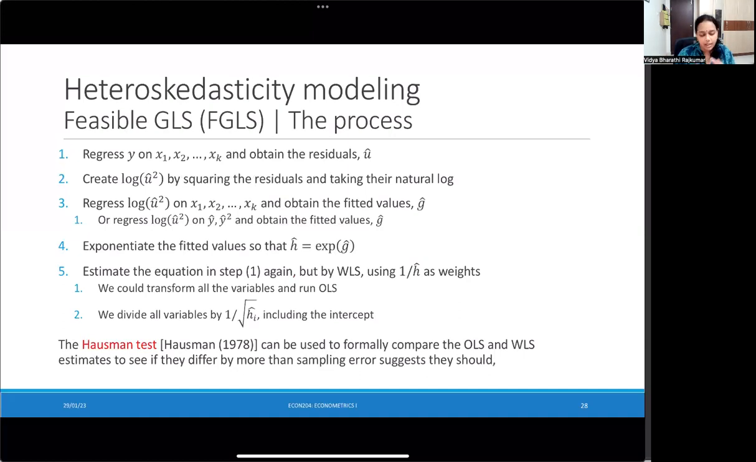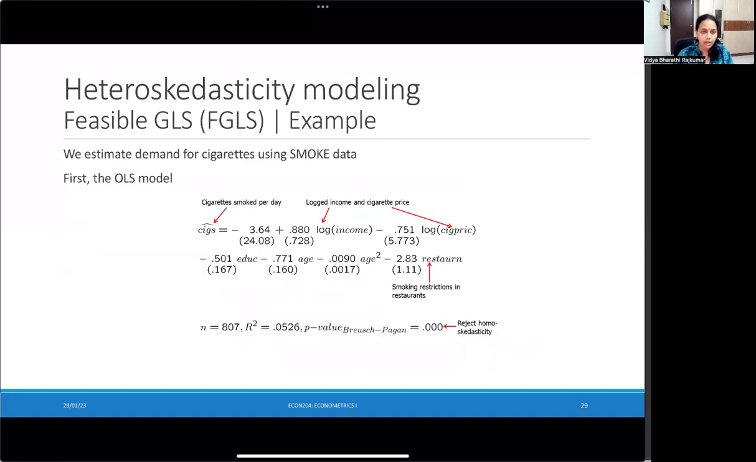So in order to check if we should use the OLS or the feasible GLS model, we use something called the Hausman test. But the mechanics of that is a little too advanced for the purposes of our course, so we're just going to skip that for now. We'll now see a very quick example using the FGLS model.